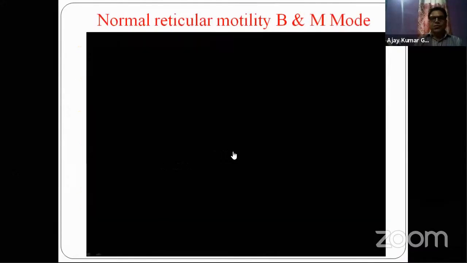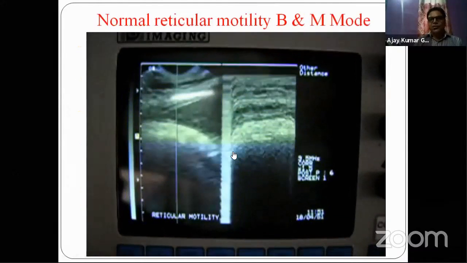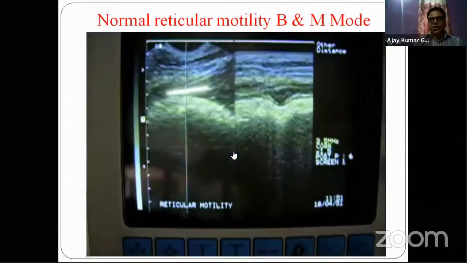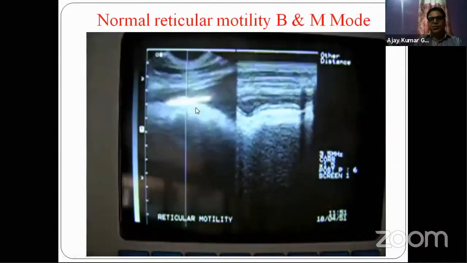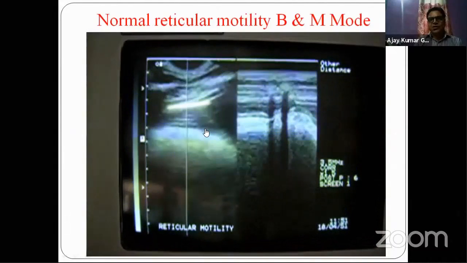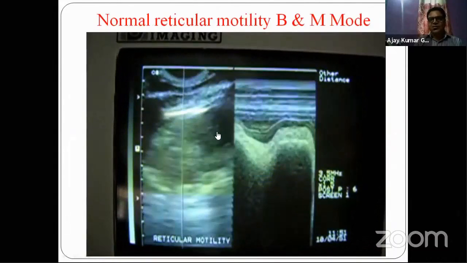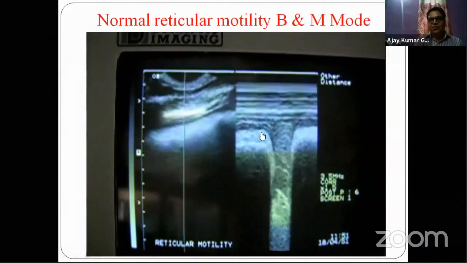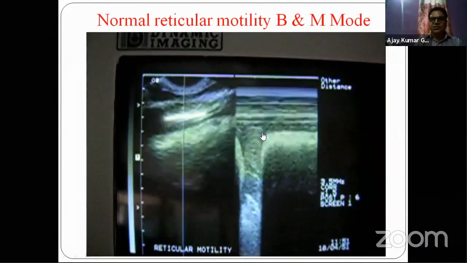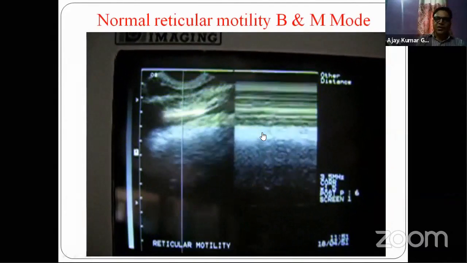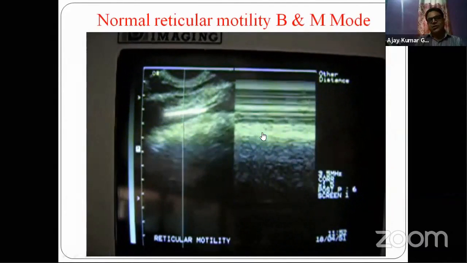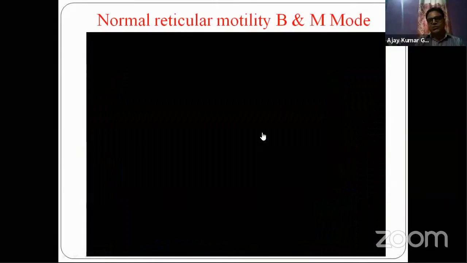So in this video, you see the reticular motility. This motility is because of the respiratory movements. However, this is the first contraction, primary, and this is the second contraction. Look at this video again and see the contractions of the reticulum. There will be two contractions. One will be incomplete and the second will be complete. During the second contraction, the reticulum will disappear from the screen.